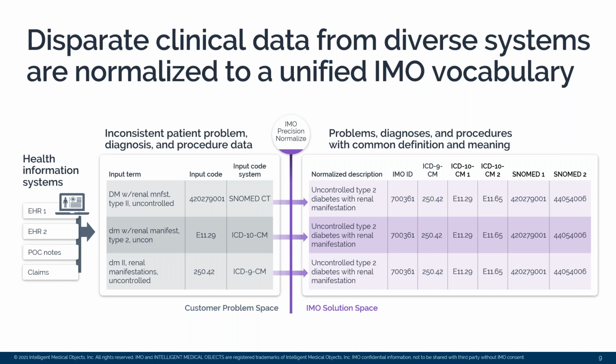The inconsistent representation of this condition within an IDN or health analytics platform will not only make it difficult to identify patients who may have this condition, but also would make it difficult to analyze metrics such as the cost of treatment and quality of outcomes associated with this problem. As you can see, once you run this clinical data up into the cloud through IMO Precision Normalize, it is able to be returned standardized to a common definition of meaning, represented by an IMO ID, as well as all of the external code systems that align with this diagnosis.